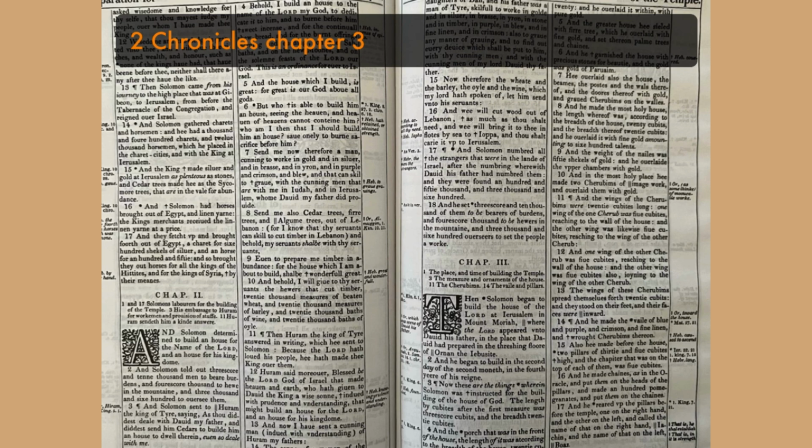And he made chains as in the oracle, and put them on the heads of the pillars, and made 100 pomegranates, and put them on the chains. And he reared up the pillars before the temple, one on the right hand, and the other on the left, and called the name of that on the right hand Jachin, and the name of that on the left Boaz.